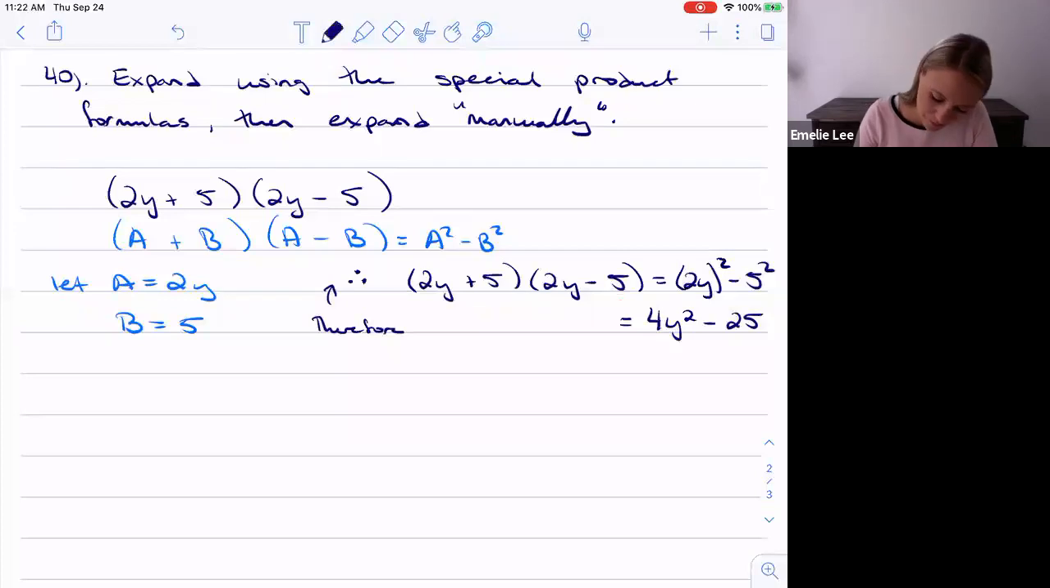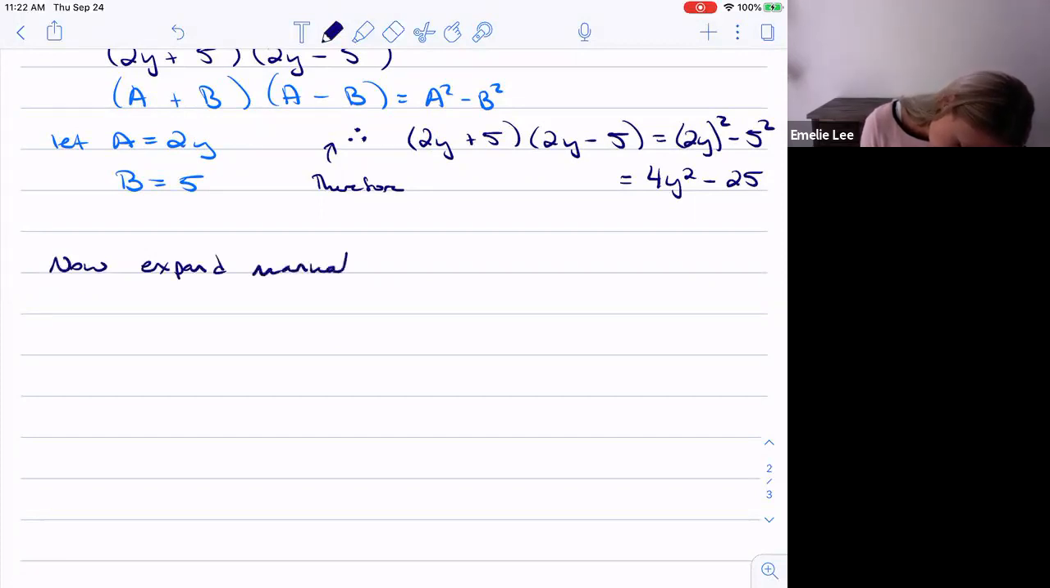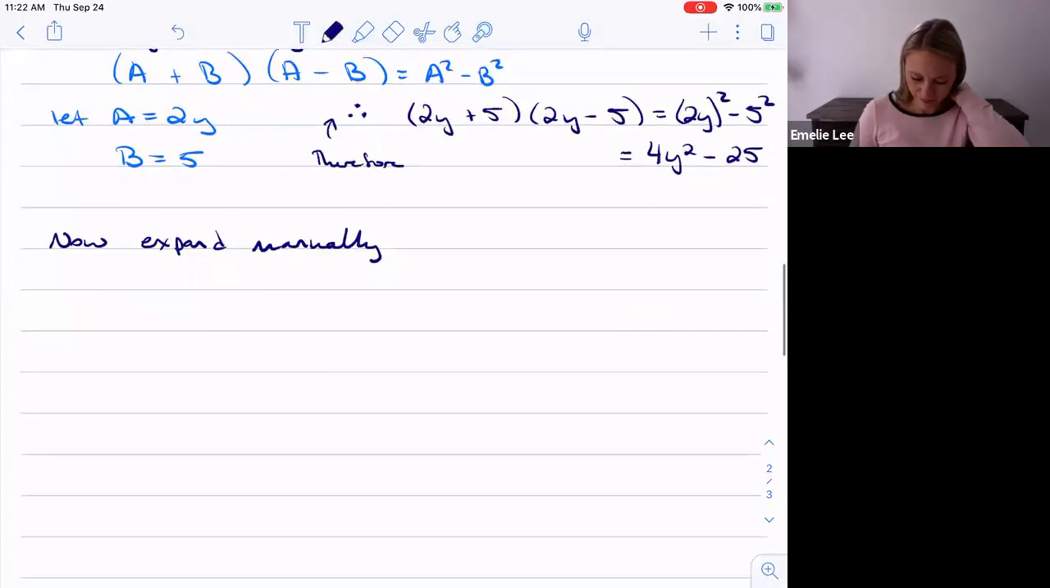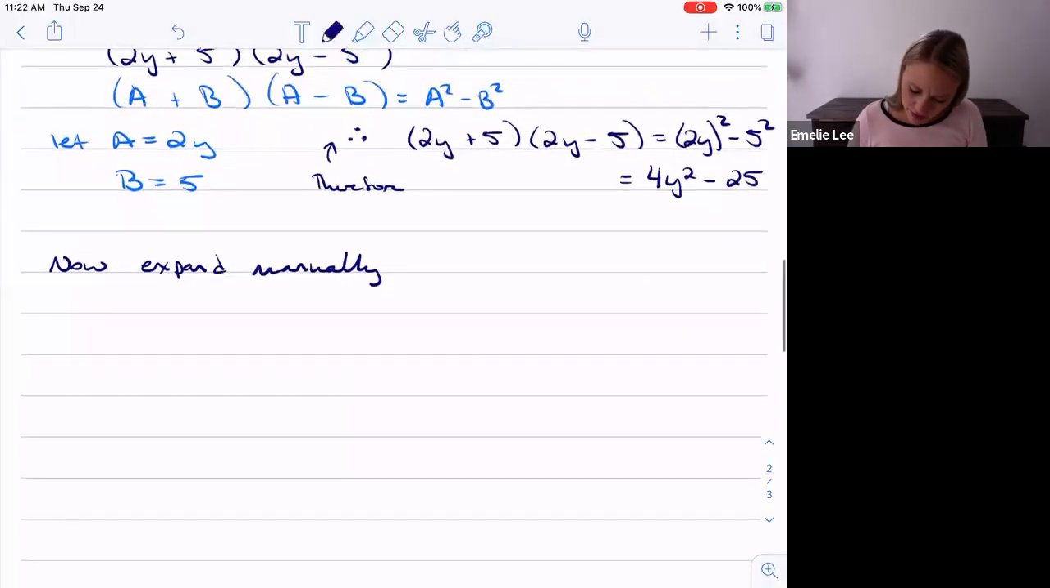So now, now expand manually. Okay. This is the one that I prefer. It's a little bit more work, but I don't have to remember these special products, and that's a nice thing for me. The less I have to memorize, the better.